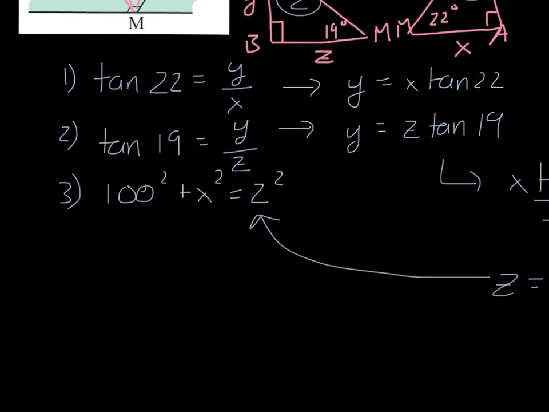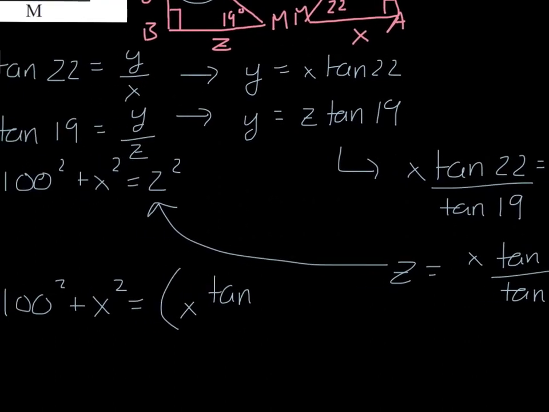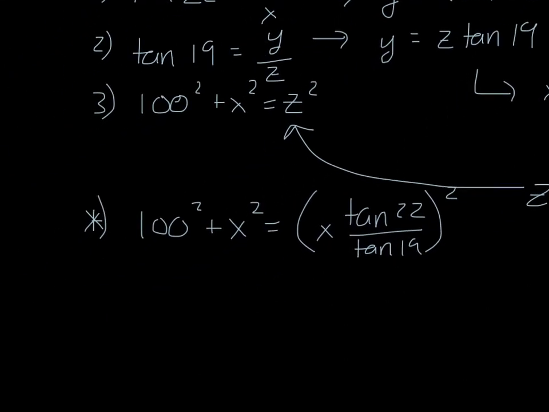Okay, so I'm going to write my final equation here, which is 100 squared plus x squared equals x tan of 22 over tan 19, and don't forget to square this whole thing because this z up here was also squared. So this is my final equation. Now I have one equation, one unknown, which is x. This becomes an algebra problem. I just need to solve for x here.